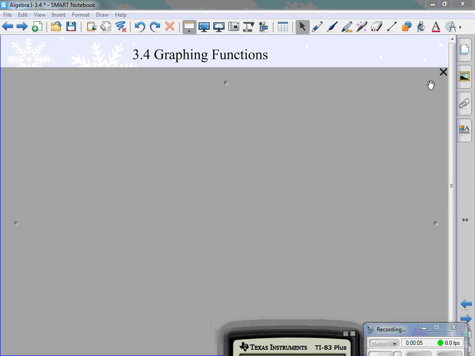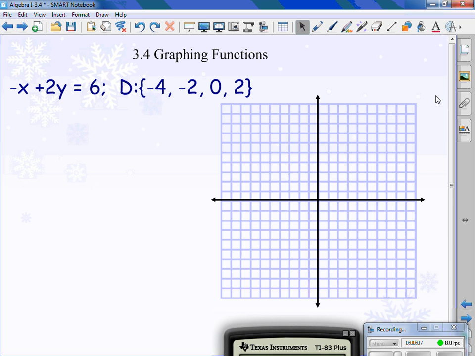3.4, graphing functions. I have negative 2x plus 2y equals 6, and I have D is the set of numbers negative 4, negative 2, 0, 2, and 4. What does D stand for? Domain. D is my domain, and the domain is my what values?